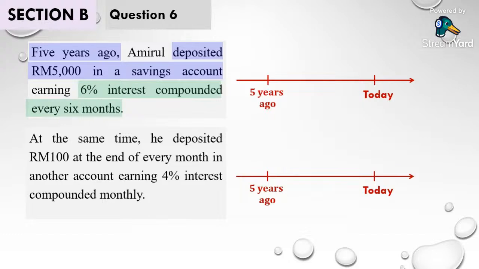It deposited 5,000 in the account with interest of 6% compounded every 6 months. So this is what happens. He inserted 5,000 into the account 5 years ago, and then until today, it takes time of 5 years, t equals to 5, with the interest rate 0.06 for the J value, M equals to 2 because compounded every 6 months. Compounded every 6 months, 1 year, compound 2 times. So M equals to 2.